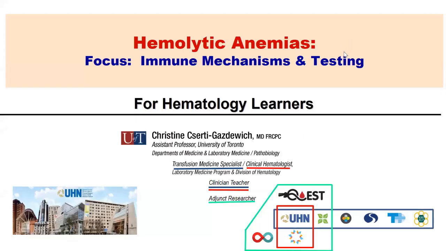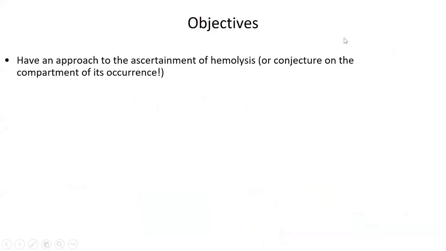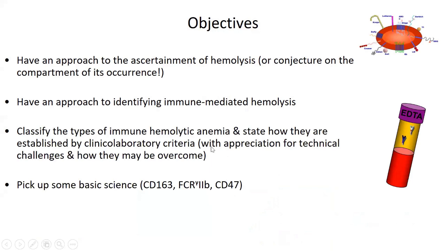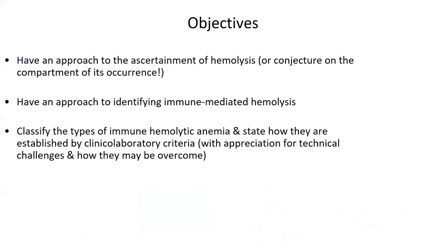Welcome to the session on hemolytic anemias, where our focus is going to be on immune mechanisms and testing. Our objectives are going to be to have an approach to the ascertainment of hemolysis and to conjecture on the compartment that it's occurring in, to have an approach to identifying immune-mediated hemolysis, and to classify the types of immune hemolytic anemia and to state how they're established by clinical laboratory criteria, appreciating technical challenges and how to overcome them.